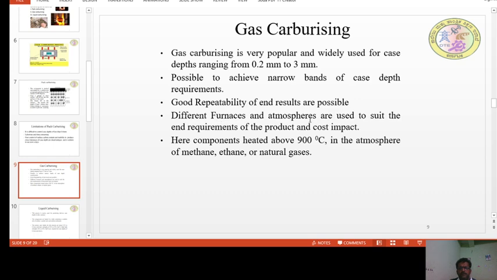Different furnaces and atmospheres are used to suit the end requirements of the product and cost impact. Here components are heated above 900 degrees centigrade, that means above the temperature needed to form the austenite phase, in the atmosphere of methane, ethane, and natural gases.